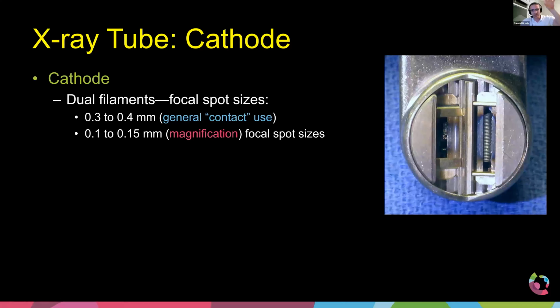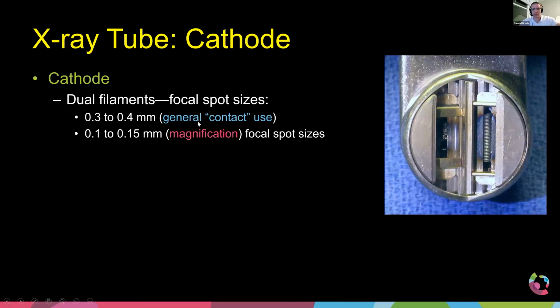So starting in the X-ray tube, starting at the top down, the cathode. This is where all the magic happens to begin with. Here you can see the cathode with the large filament. So this is the large focal spot, and this is the small filament with the small focal spot.